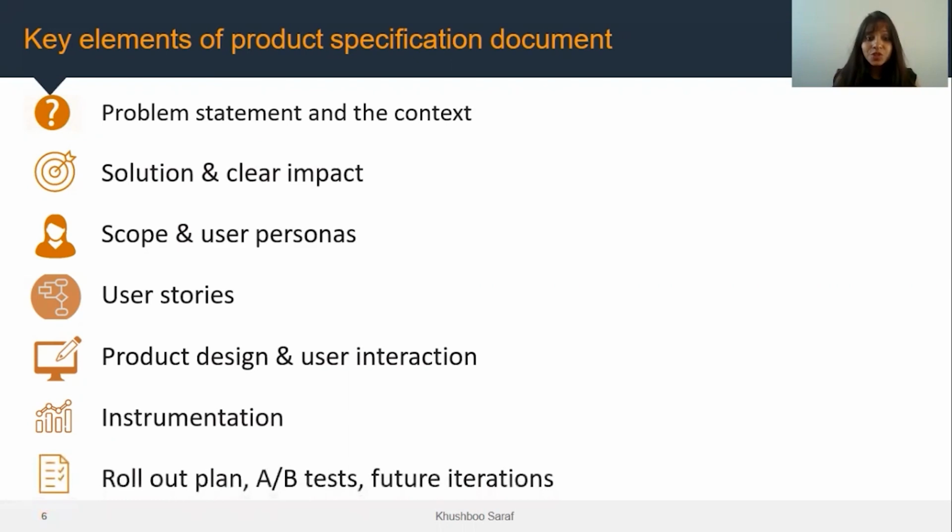Product document should also include the rollout plan, the A/B test, and also the future iterations. Now, future iterations is very important. You should try to give a North Star vision of your product so that while the technical team is trying to design the product, they do keep those use cases in mind and design it from a long term perspective.